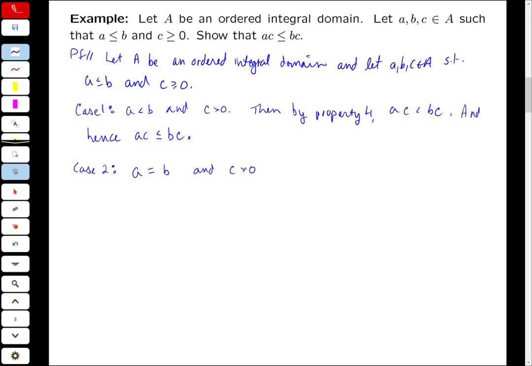I'm going to write it this way. If A equals B, then AC is equal to BC, because C is just a fixed value and A equals B, since multiplication is well defined.